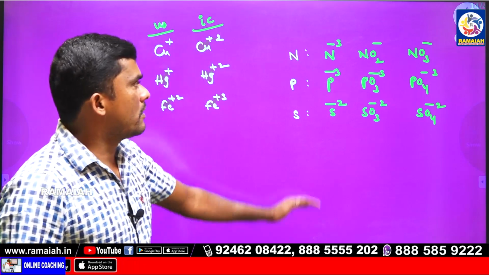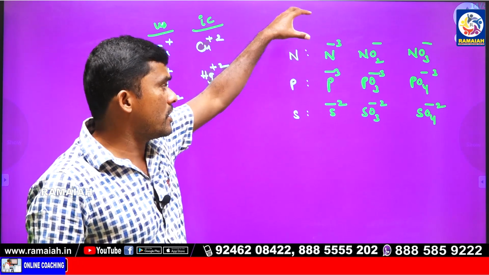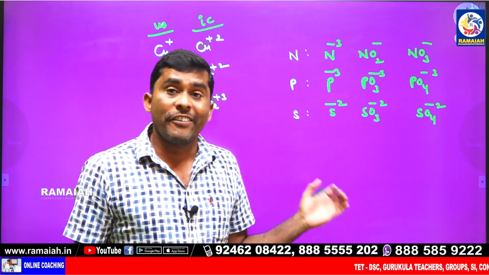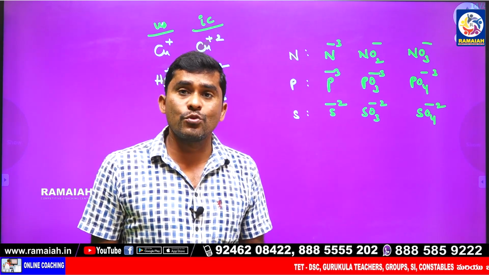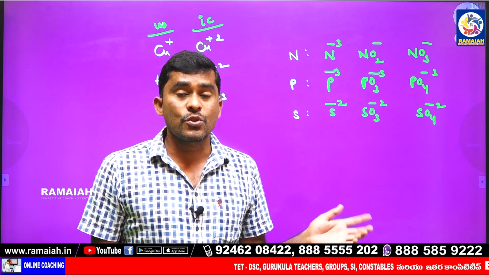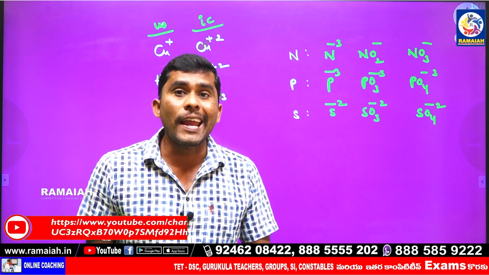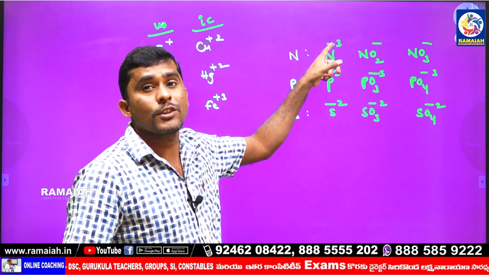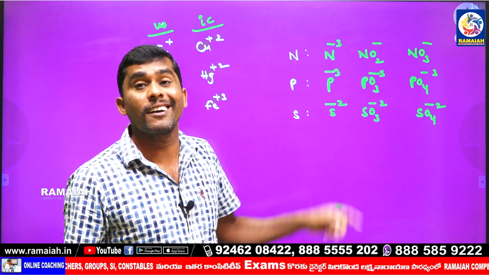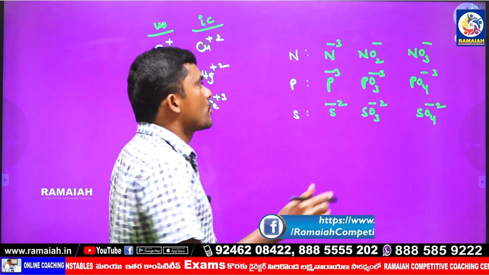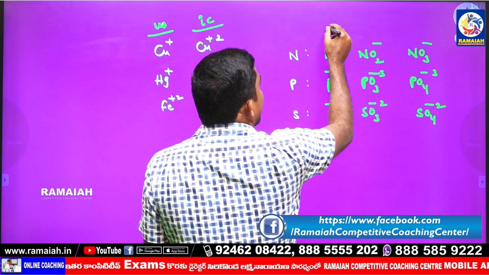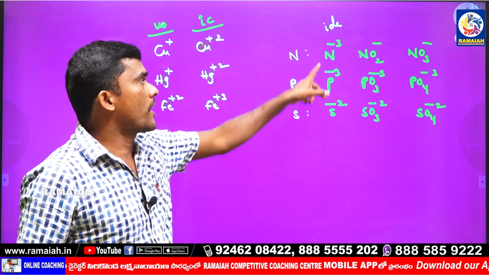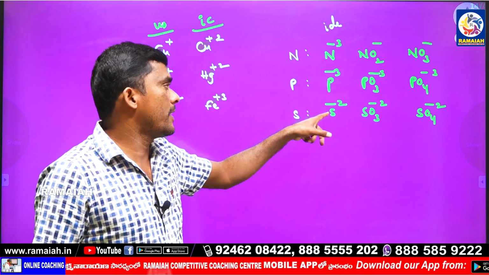Here, all these ions have negative charges. When an ion has a negative charge without oxygen, finally we write -ide. It has no oxygen atom, so it is called a nitride. These are all known as -ide: nitride, phosphide, and sulfide.